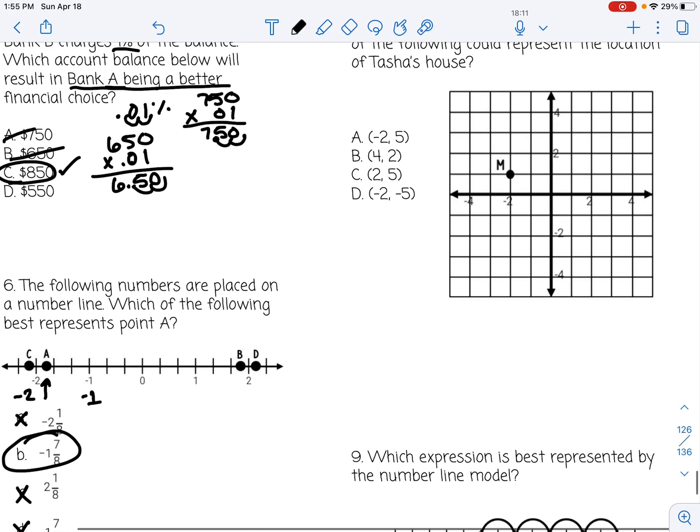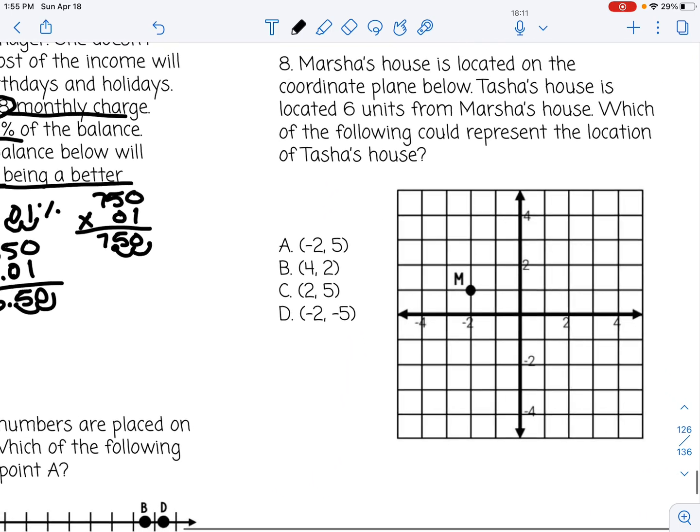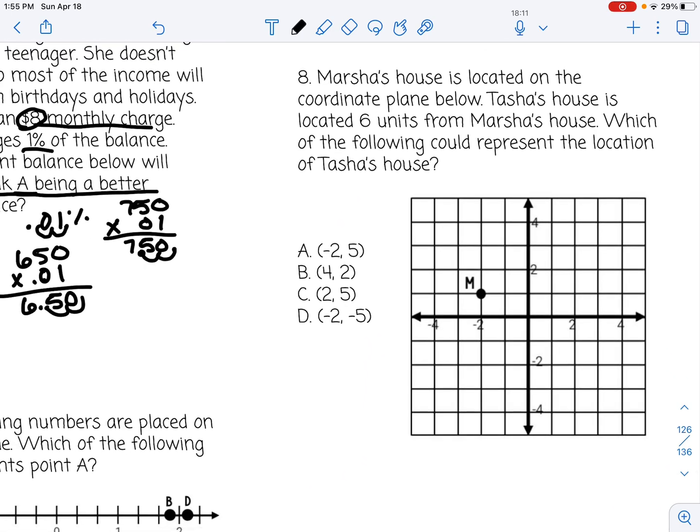All right, here we go. Number 8. Marsha's house is located on the coordinate plane below. Tasha's house is located 6 units from Marsha's house. Which of the following could represent the location of Tasha's house?